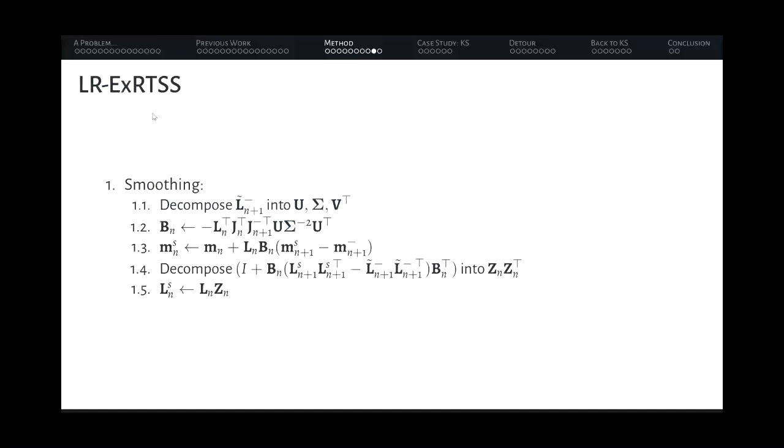You want to invert the low rank form of the covariance, do it efficiently, do an SVD. You calculate this kind of gain, which is Bn, update the mean, do a decomposition into a Cholesky, and update it. It's pretty simple. It's not too crazy. There's a bit more going on when you actually implement it. For example, you can optimize the order of multiplication such that you're always working with the smallest matrices possible and you don't form big, sparse square forms. But just as it is, not too bad.